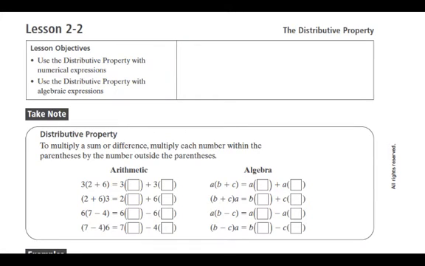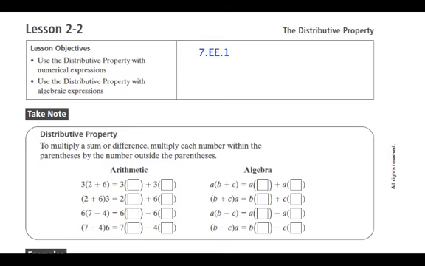Today's lesson is the distributive property. The Common Core standard is 7.EE.1. The distributive property is to multiply a sum or difference. Multiply each number within the parentheses by the number outside the parentheses.